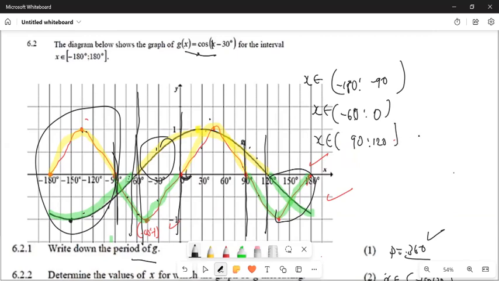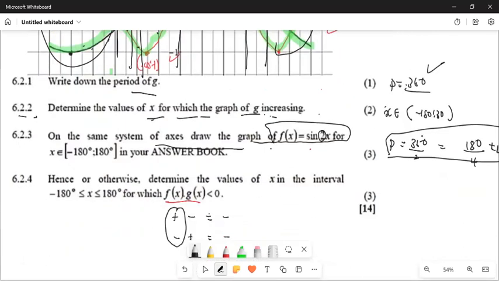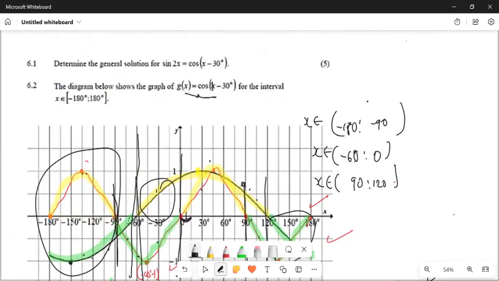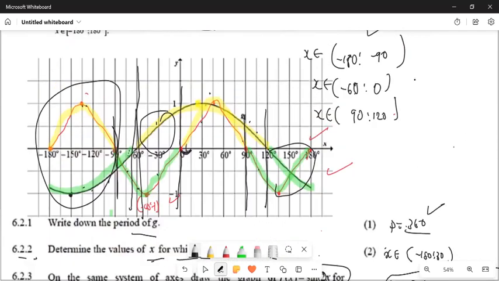Let's check how many marks. It should be 3 here because there are so many things. Yeah, it's 3 marks. So if you got this one, 1 mark. If you got this one, 1 mark.